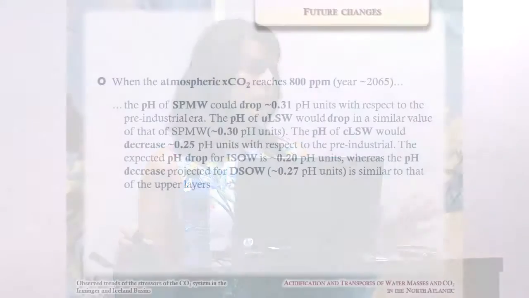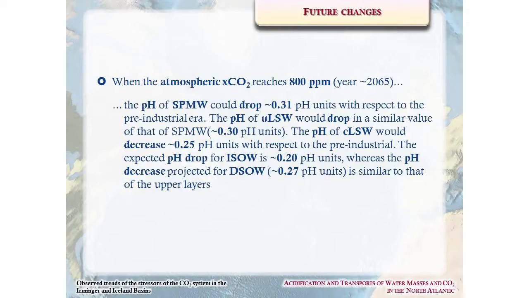Taking advantage of the observed changes in pH and saturation states of aragonite for the period between 1991 and 2014, we infer the future changes of these variables. According to our estimates, when the atmospheric CO2 reaches 800 ppm, which is about twice the present atmospheric CO2 concentration, the pH of subpolar mode water could drop by about 0.31 pH units with respect to the pre-industrial value, which is in agreement with the predictions of the worst scenario of the IPCC. And a similar pH decrease is projected for the Denmark Strait overflow water.